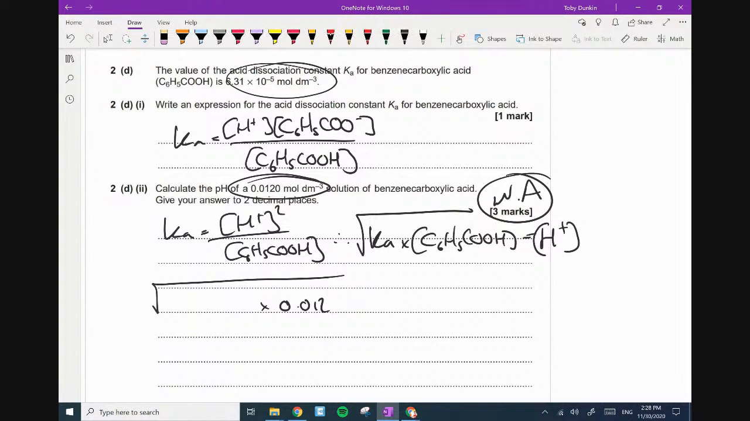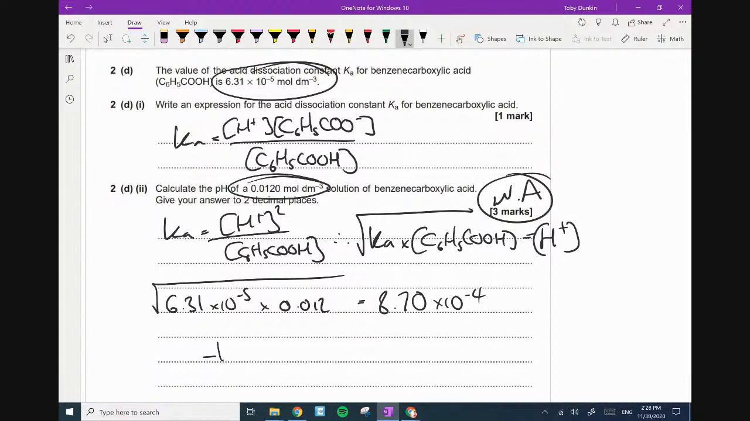I'm using the ethanoic acid one. Silly Mr. Duncan. 6.31, that's the Ka. It's a different acid, isn't it? Times 10 to the minus 5 multiplied by that root answer. So 6.31 exponential minus 5 times 0.012 equals, root answer equals 8.70 times 10 to the minus 4.